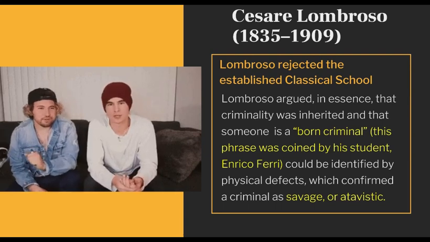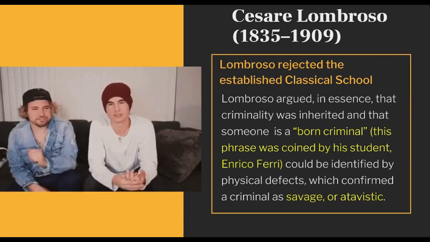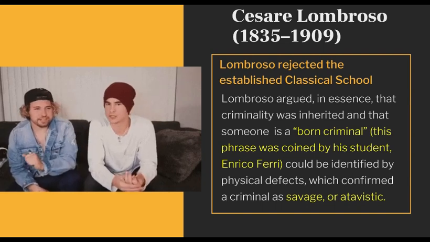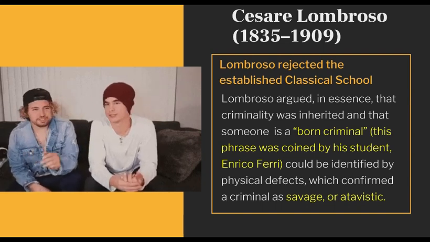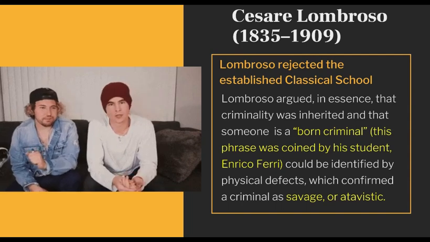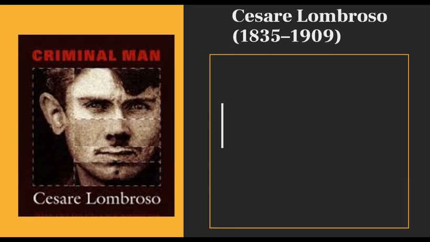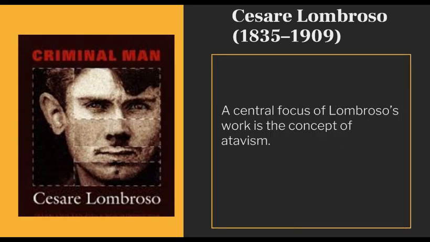Instead, using concepts drawn from earlier perspectives, such as physiognomy, Lombroso argued, in essence, that criminality was inherited and that someone who is a born criminal could be identified by physical defects, which confirmed a criminal as savage, or atavistic. Lombroso published Criminal Man in 1876, helping to establish the newly forming positive school of criminology.